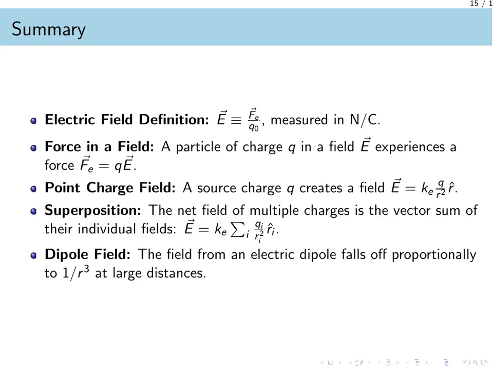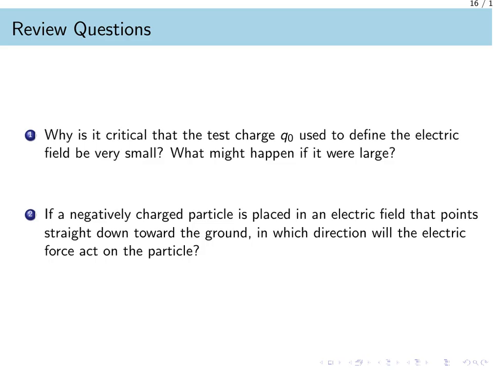For multiple charges, we use the superposition principle, which states that the net field is the vector sum of the individual fields. Finally, the electric field generated by a dipole falls off proportionally to 1 over the distance cubed at large distances. We conclude with 2 review questions.